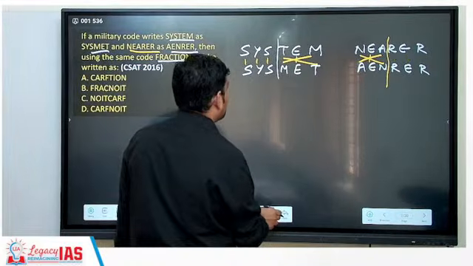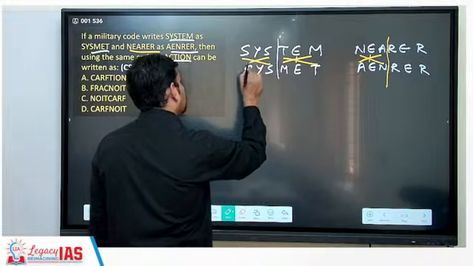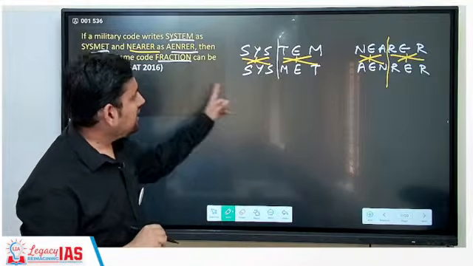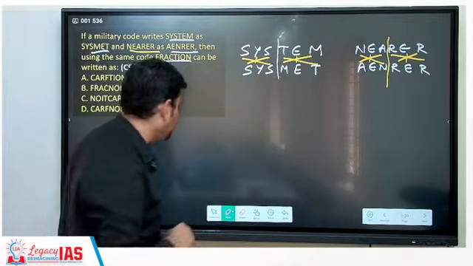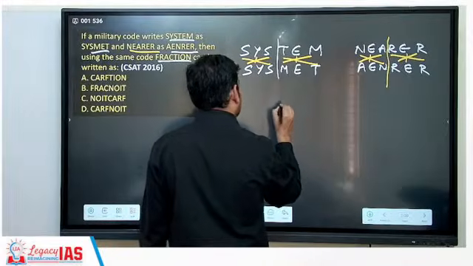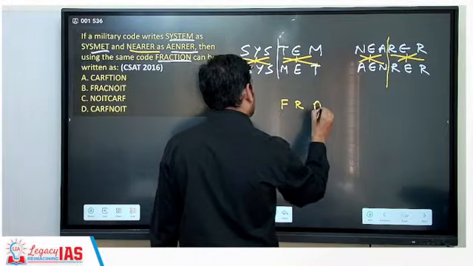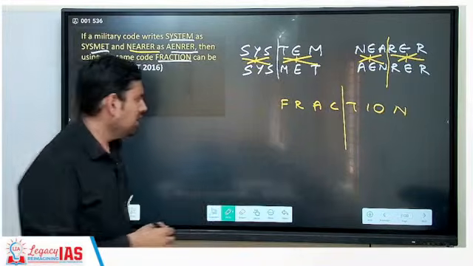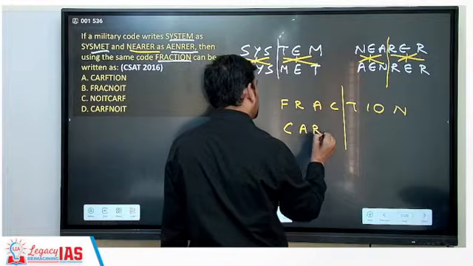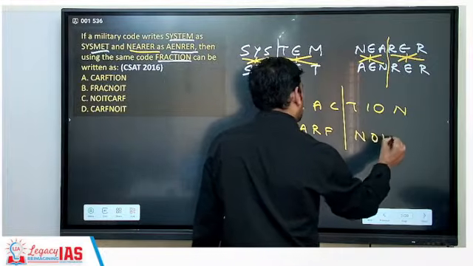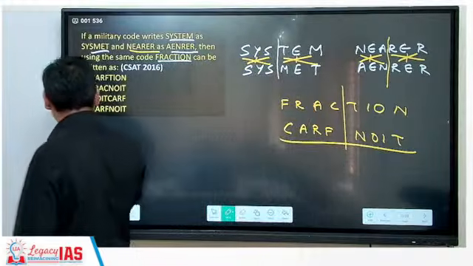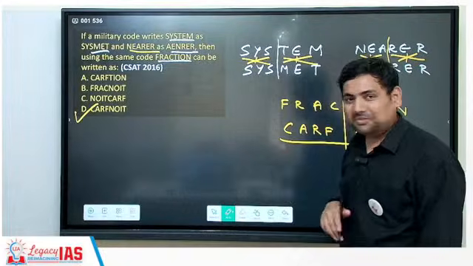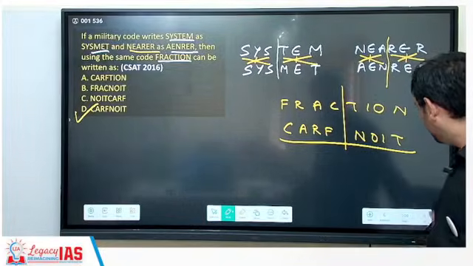So the actual pattern is, you crisscross this also, you crisscross this also. Now it is a very beautiful pattern that follows throughout. Now it asks you, what will fraction be written as, which becomes very easy. Fraction, I divide it from the middle, 4 and 4. Now I turn this, so it becomes CARF and this becomes NOI, carfnoid. This D becomes the answer. Understood? Simple. Okay, now let's do another.